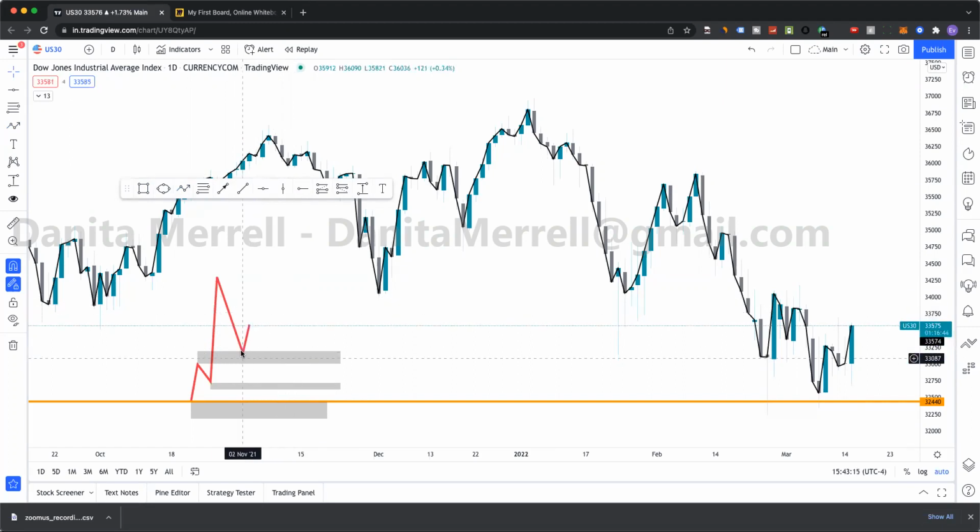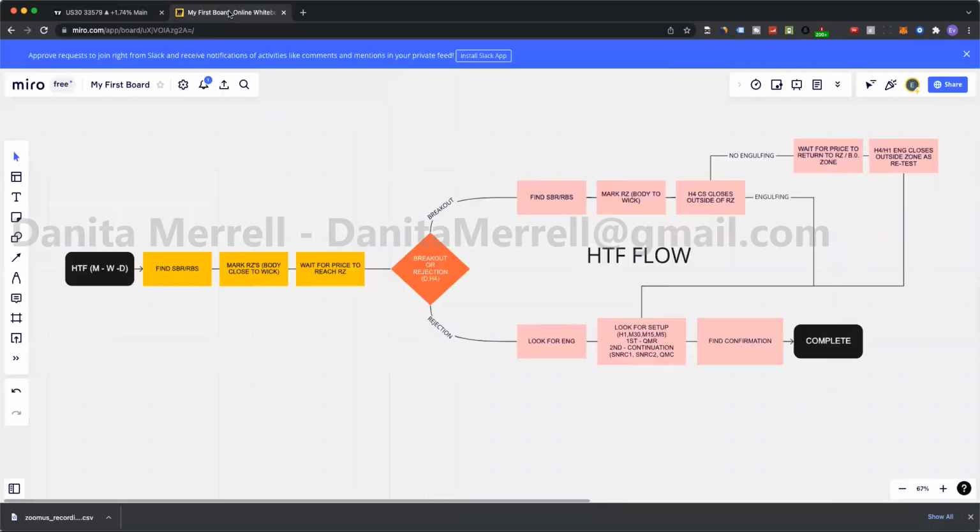If it doesn't and it just breaks out instead, then we can look at our next zone below and then wait for the same thing. If that doesn't happen, then we wait for H4 again down here. This is going to save you from taking a lot of losses, by just waiting and being patient.